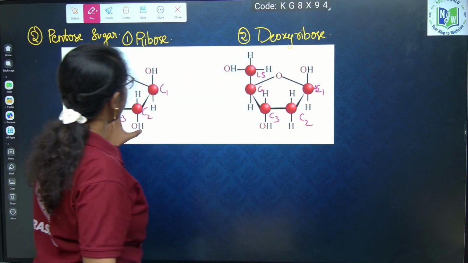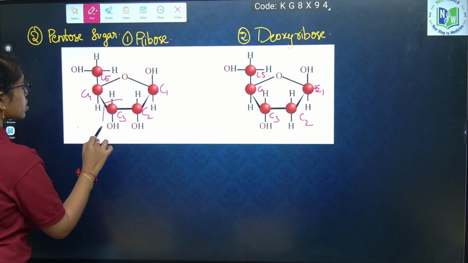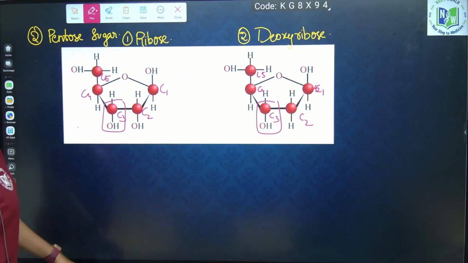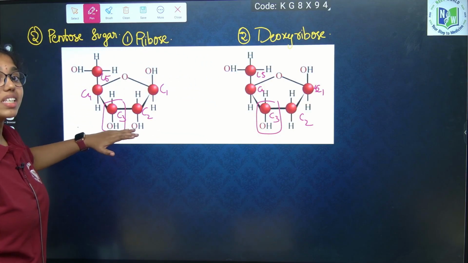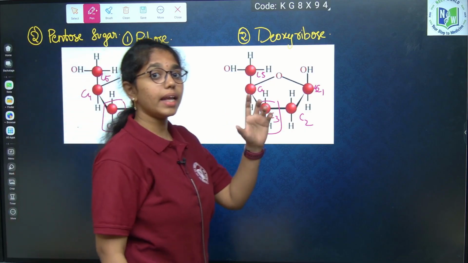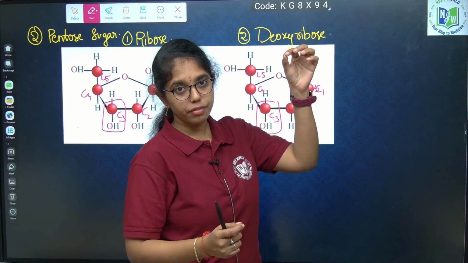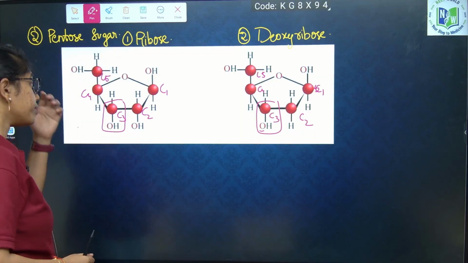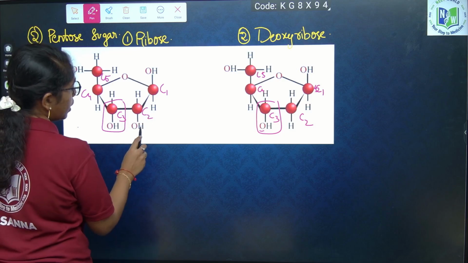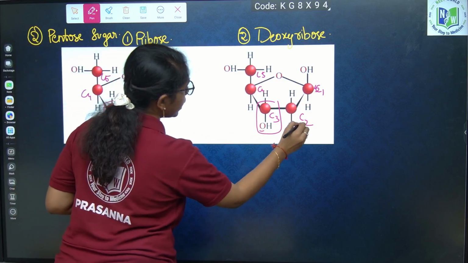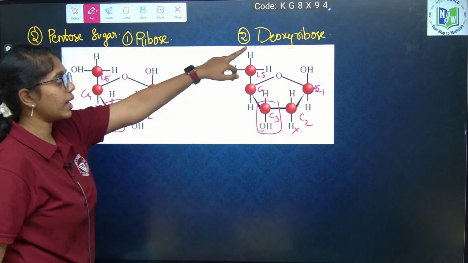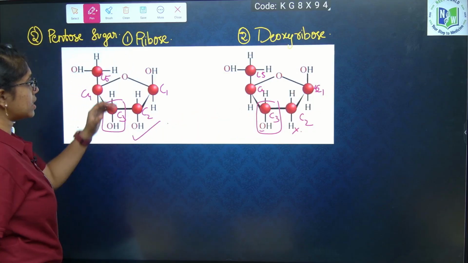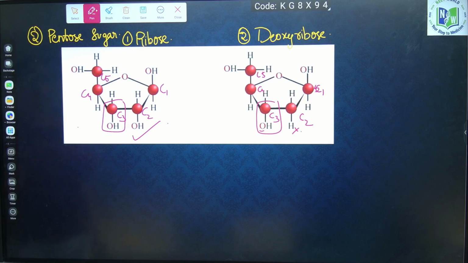If you look over here, at the third carbon the hydroxyl group is present in both the sugars. This forms the 3' hydroxyl end in a double stranded DNA. 3' and 5' is present now. At 3' the hydroxyl group is there in both DNA and RNA. At the second carbon the oxygen group is absent in deoxyribose sugar. That is why the name is what? Deoxyribose. Here the oxygen group is present, that is ribose sugar.